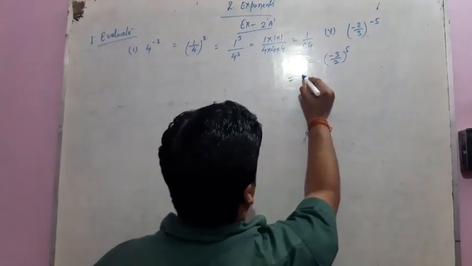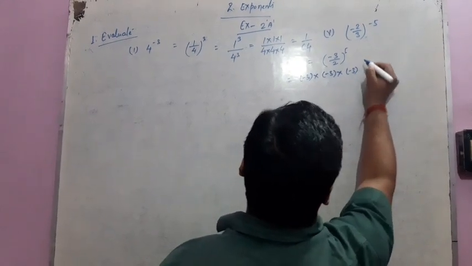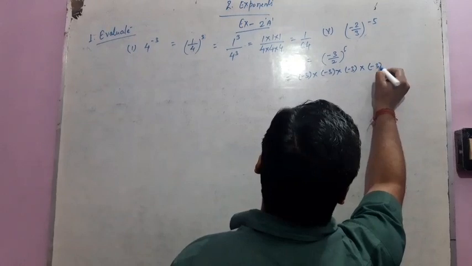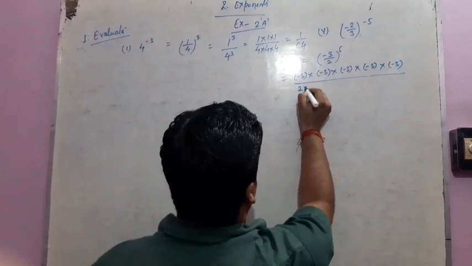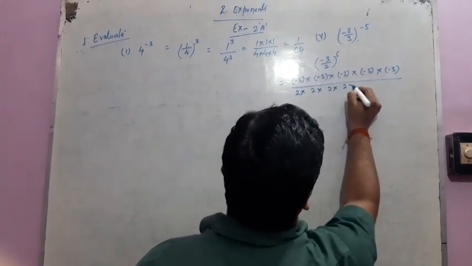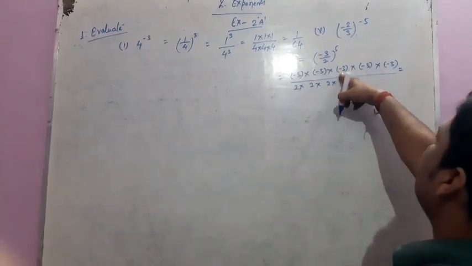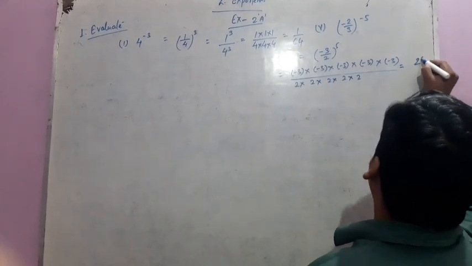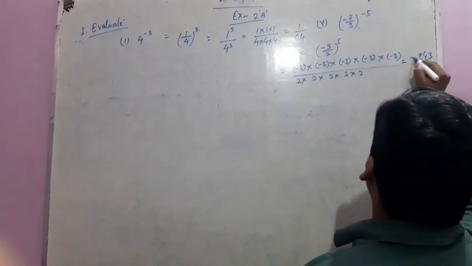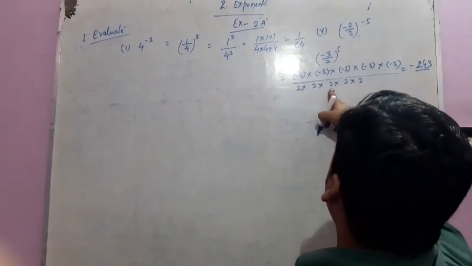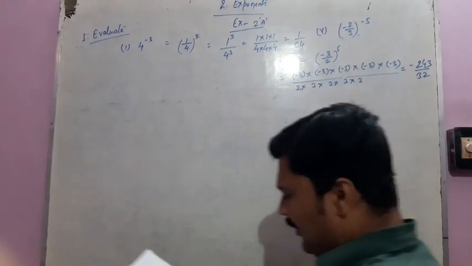Now 3 we have to multiply 5 times, minus 3 into minus 3 into minus 3 into minus 3 into minus 3, by 2 also we have to write 5 times, 2 into 2 into 2 into 2 into 2. So the value is 3 3 are 9, 9 3 are 27, 27 3 are 81, 81 3 are 243, with the signs minus minus plus, plus minus minus. Now 2 2 are 4, 4 2 are 8, 8 2 are 16, 16 2 are 32. So your answer will be minus 243 by 32.